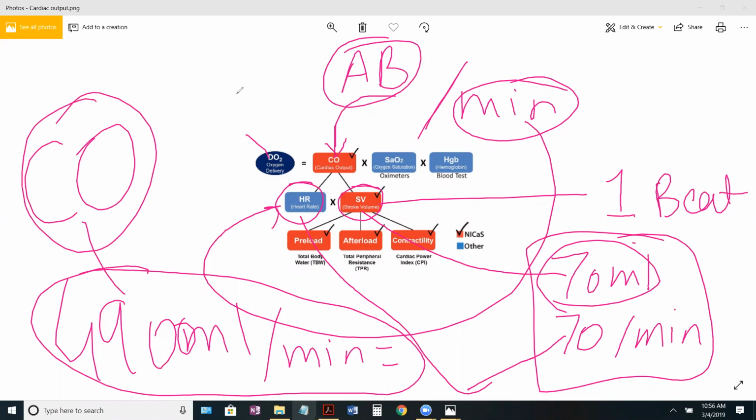So what's the definition of cardiac output? It's the amount of blood per minute. What is the definition of stroke volume? It's the amount of blood per beat.